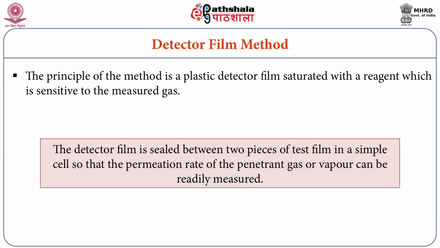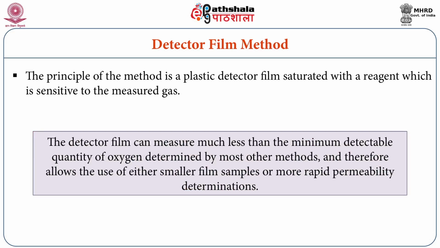The detector film is sealed between 2 pieces of test film in a simple cell so that the permeation rate of the penetrant gas or vapor can be readily measured. The detector film can measure much less than the minimum detectable quantity of oxygen determined by most other methods, and therefore allows the use of either smaller film samples or more rapid permeability determinations.